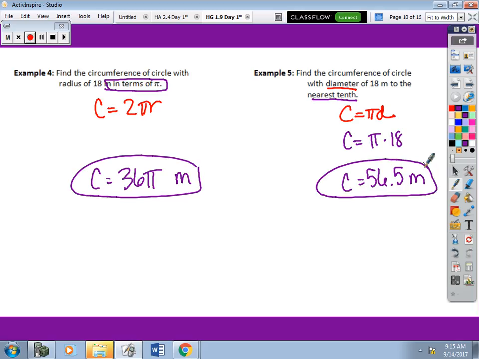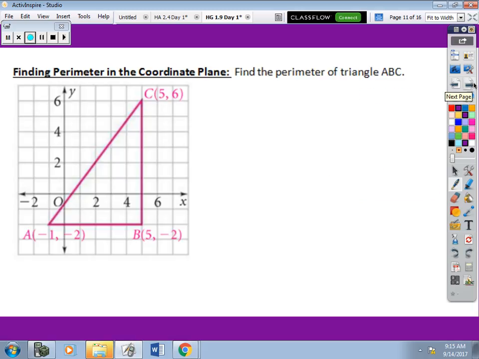All right, the last one then we see on here is finding perimeter in the coordinate plane. So they give us a triangle. Find the perimeter of triangle ABC. So for perimeter of a triangle, there's not a formula. You just add the 3 sides, okay?